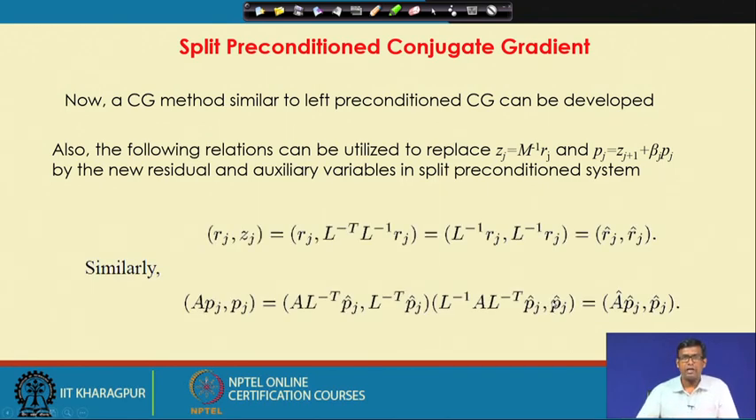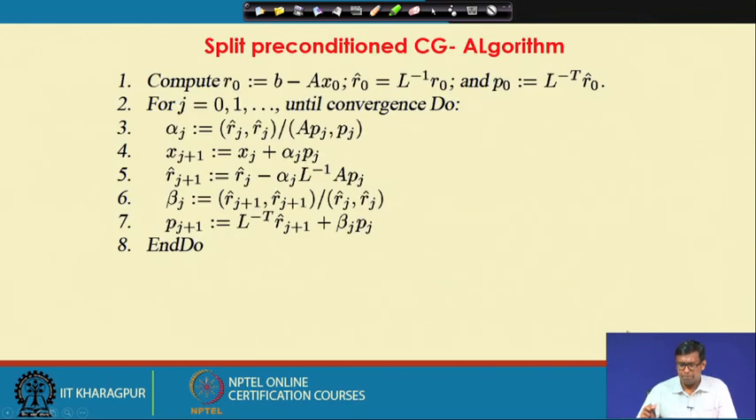So, similarly, we will get r j dot z j is equal to r hat j dot r hat j, and A p j dot p j is equal to A hat p hat j dot p hat j. The derivation of the method is very similar to the left preconditioned method. The only thing is we have a new equation with L inverse transpose: we are doing it in terms of u, A hat u is equal to L inverse b, and u is equal to L transpose x, the new equation system.